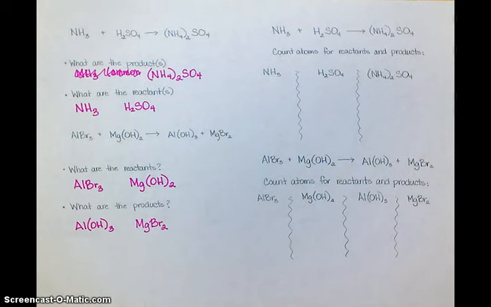Okay, I've filled in the products and reactants for the first equation and the reactants and the products for the second equation. So now we're going to look at these two chemical equations in a little bit more detail, and we're going to count the atoms for the reactants and the products. And then we're going to see if we have to do anything to balance the chemical equations.